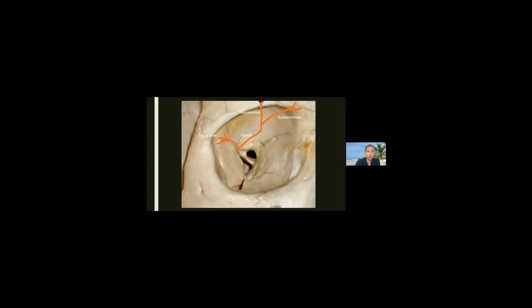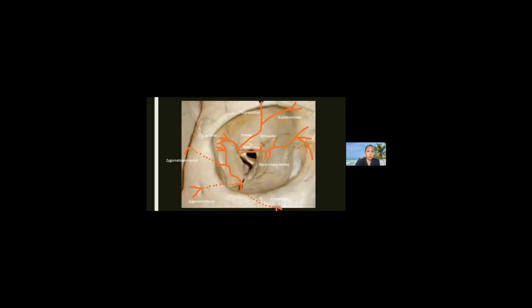Then you have the lacrimal, which is sensory to the lacrimal gland, and the nasociliary, again a division of V1, which gives off the anterior and posterior ethmoidals, as well as short ciliary nerves that travel to the ciliary ganglion. And then they come out and innervate the face near the nose.